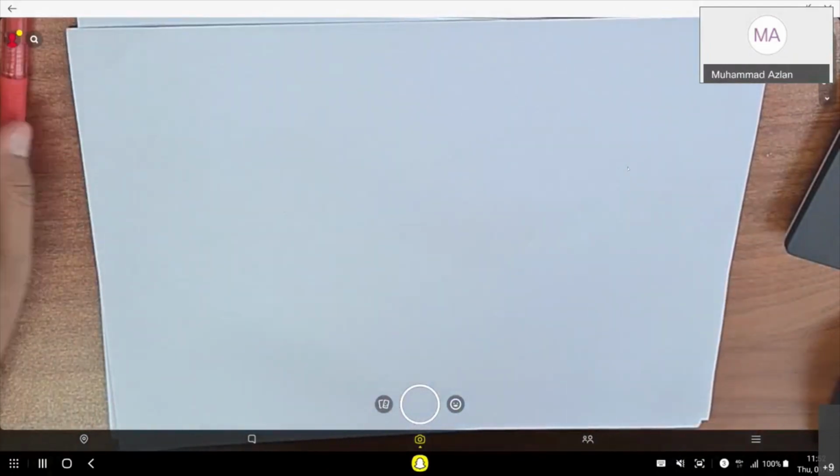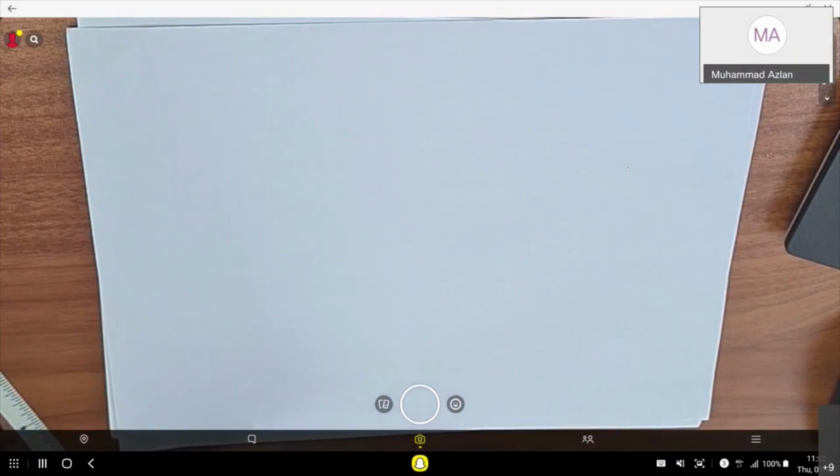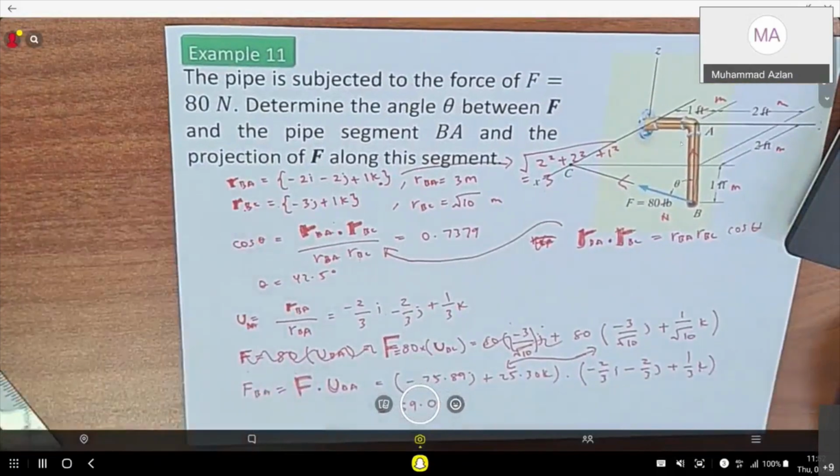Just now the RBA, it was negative 2i, negative 2j plus 1k. Why was it like that? Why are the negative and the positive inverted?